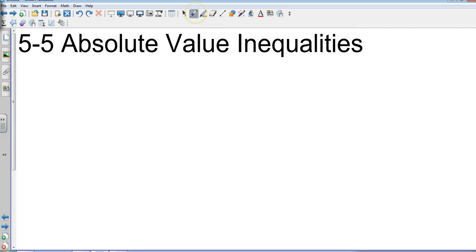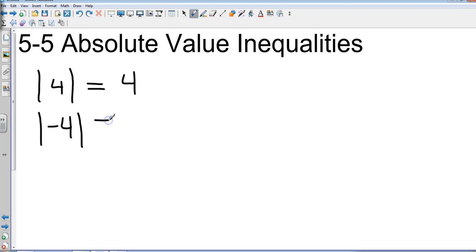Okay, Algebra 1, Chapter 5, Section 5, Absolute Value Inequalities. Just a real quick recap of absolute value. If I have the absolute value of 4, again, by definition, absolute value is distance to 0. So the absolute value of 4 is 4. But on the other hand, if I had the absolute value of -4, -4 is also 4 spaces away. So in absolute value, we can have a positive and negative value.